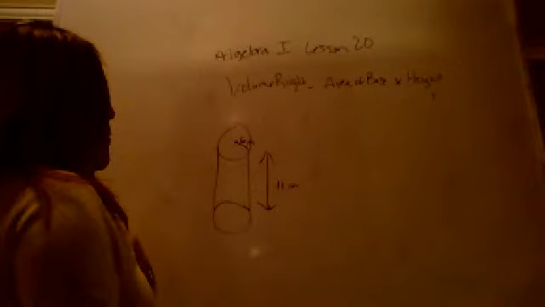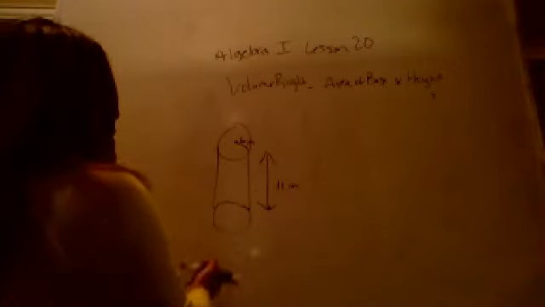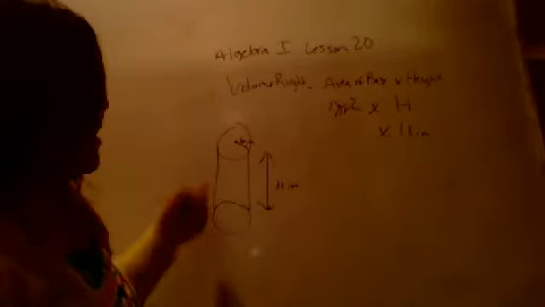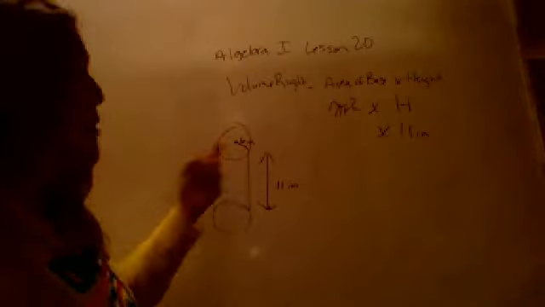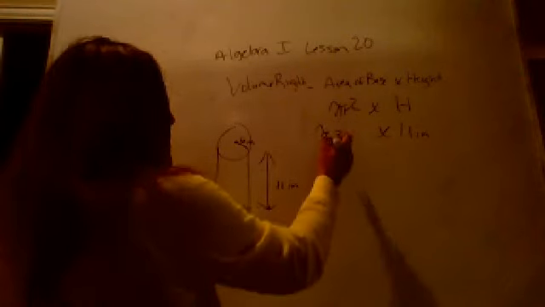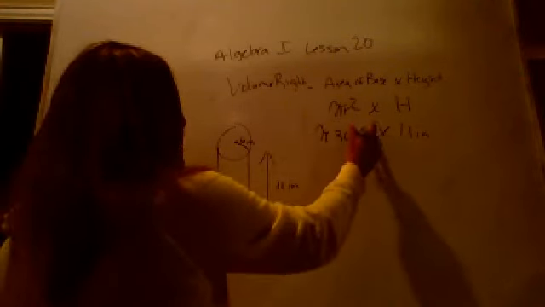So what's the volume of this? You need the area of the base. It's a circle, which is what? Pi r squared times height. They gave us a height that's 11 inches. Do we know how to get the area of the base? Yes, pi r squared. What do we need? A radius. They gave us the radius, so it's pi times 36.